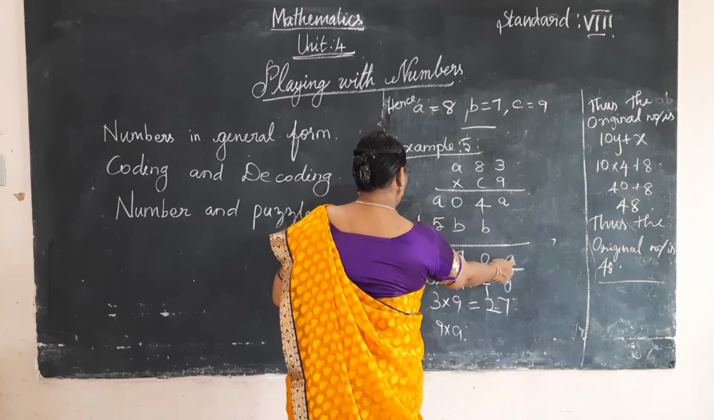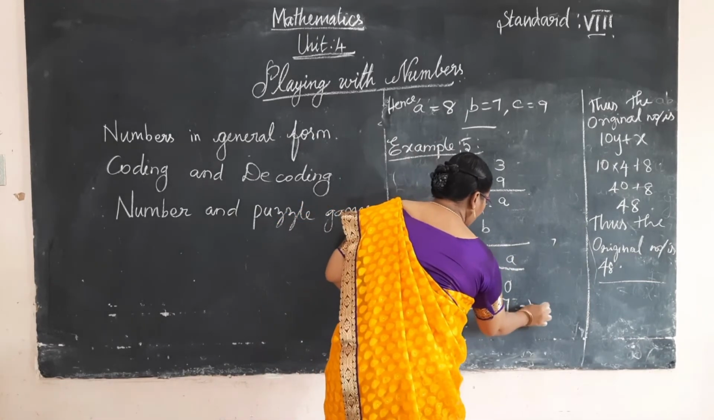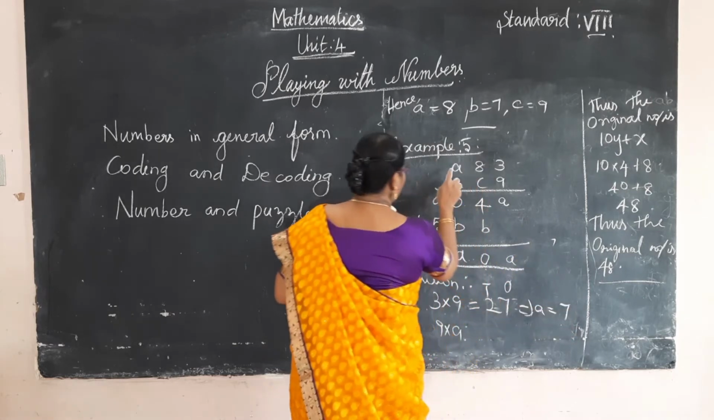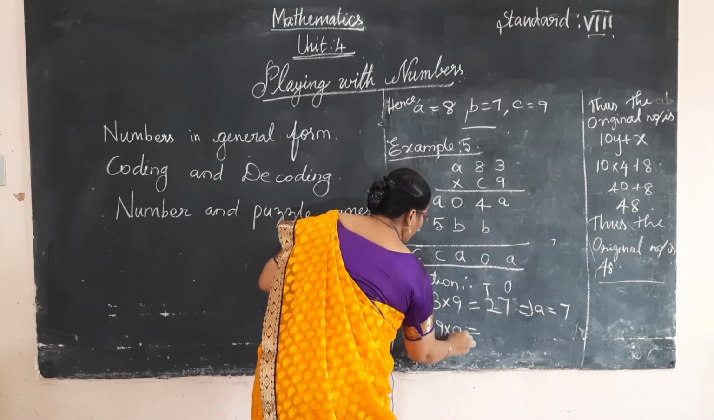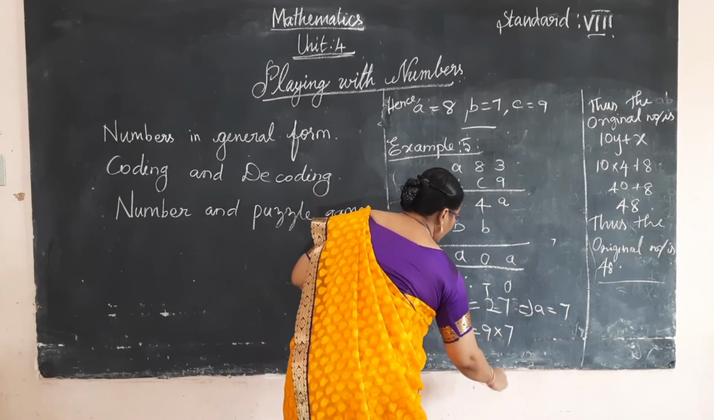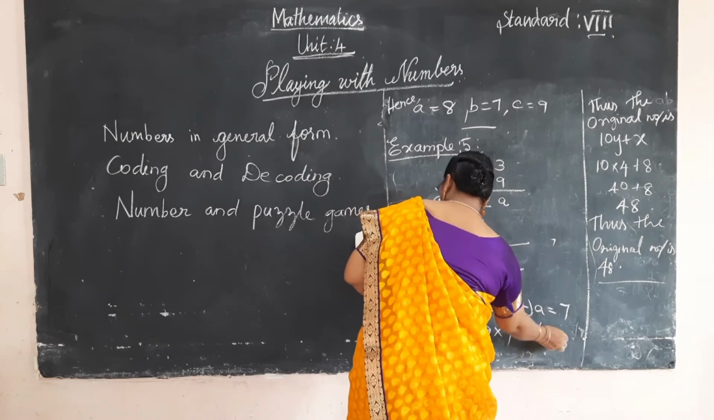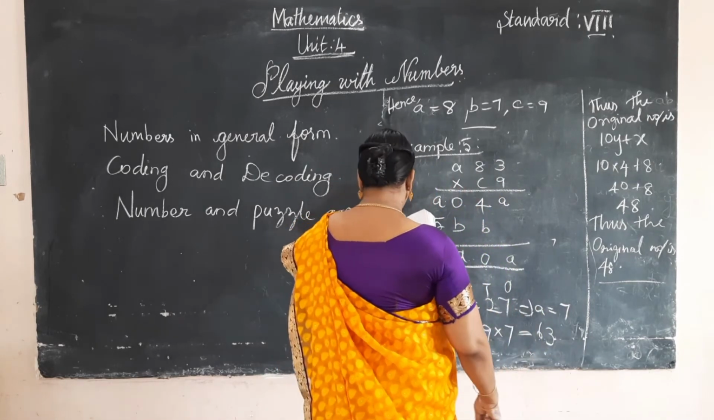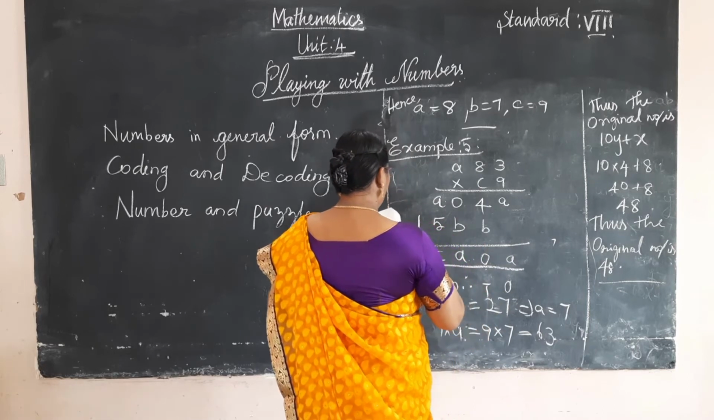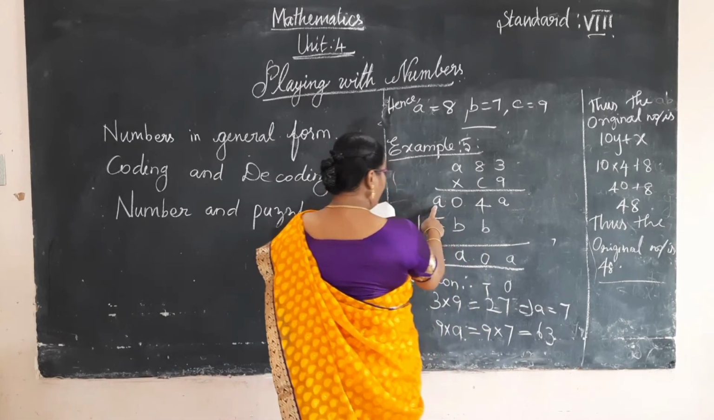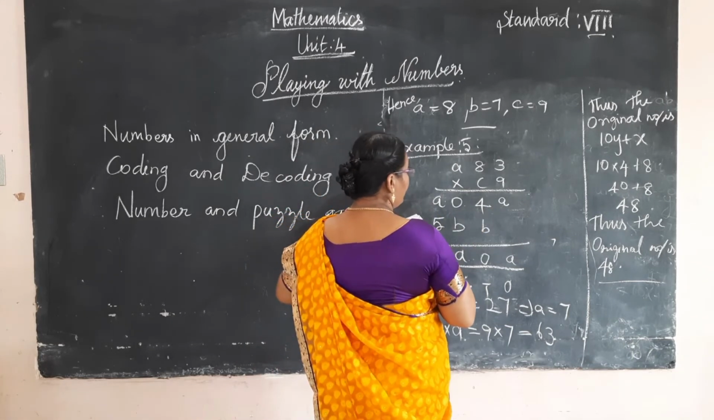So already we have found the A value. What is the A value here? A is equal to 7. So 9 into A is 9 into 7. 9 sevens are 63. 63 plus 4 is 70. The A value here, substitute 7. So 70.